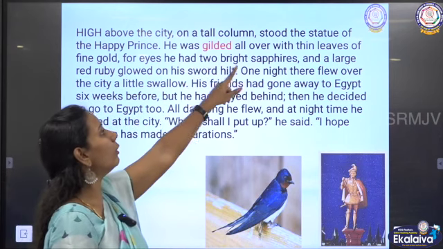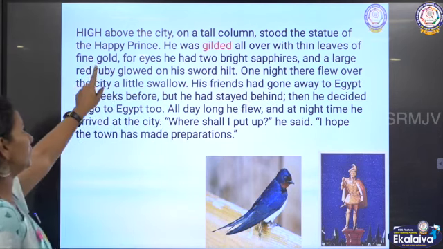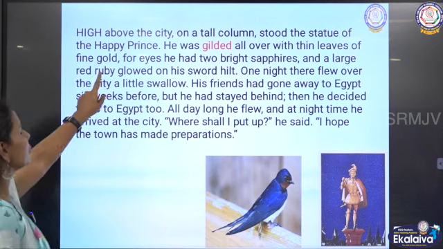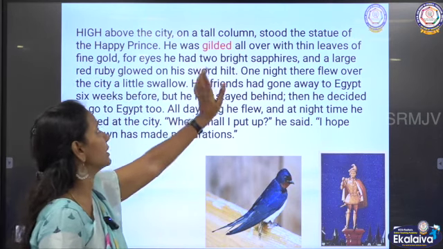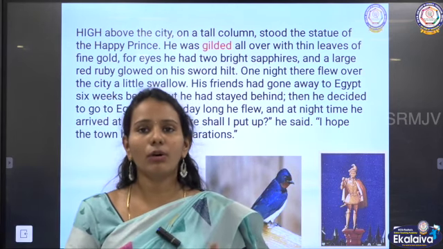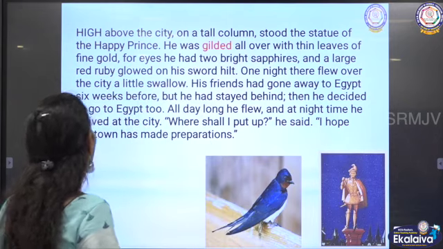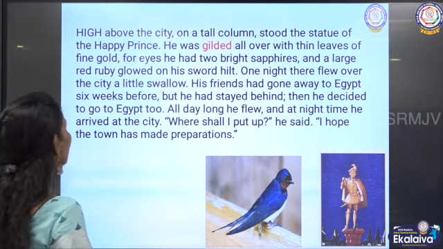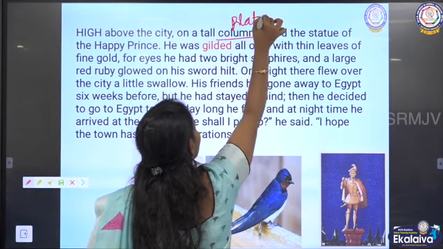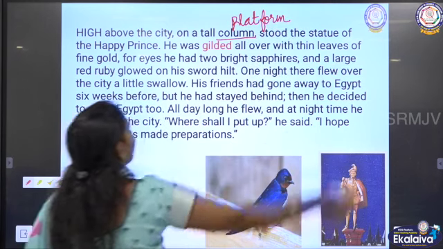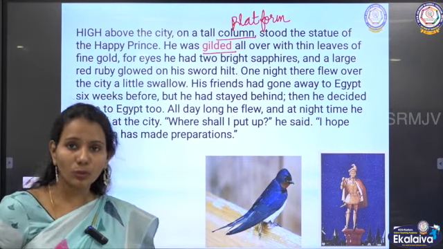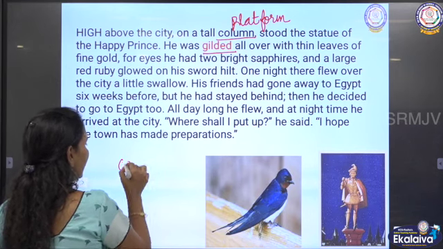He was gilded all over with thin leaves of fine gold. For eyes, he had two bright sapphires, and a large red ruby glowed on his sword hilt. So there was a statue which was erected on a tall column. A tall column means a raised platform. A tall column is a raised platform for erecting the statues. And he was gilded. Gilded means covered with gold.